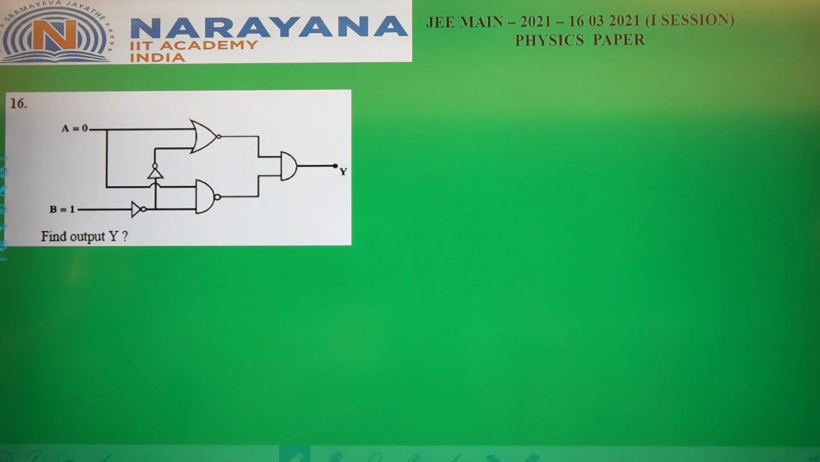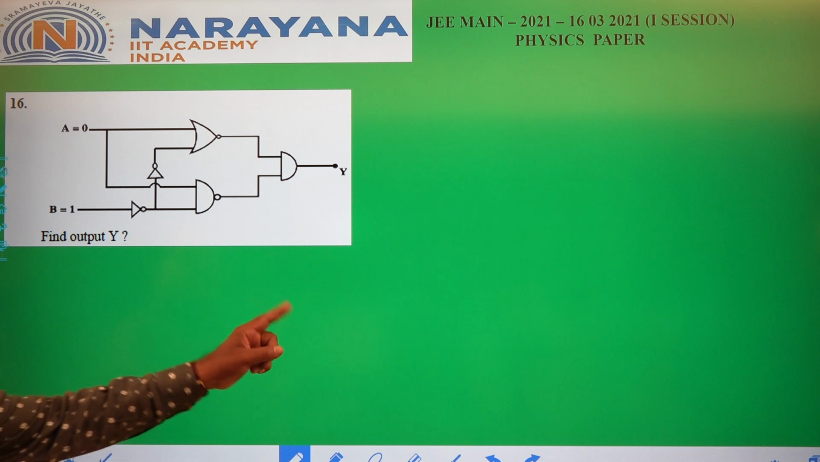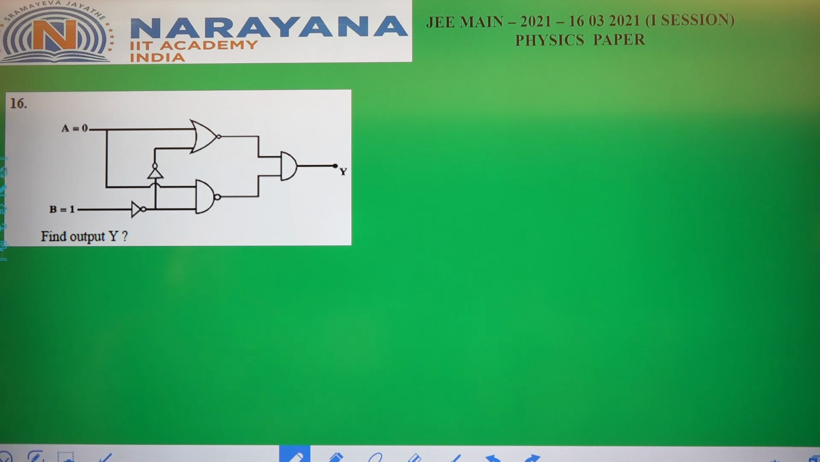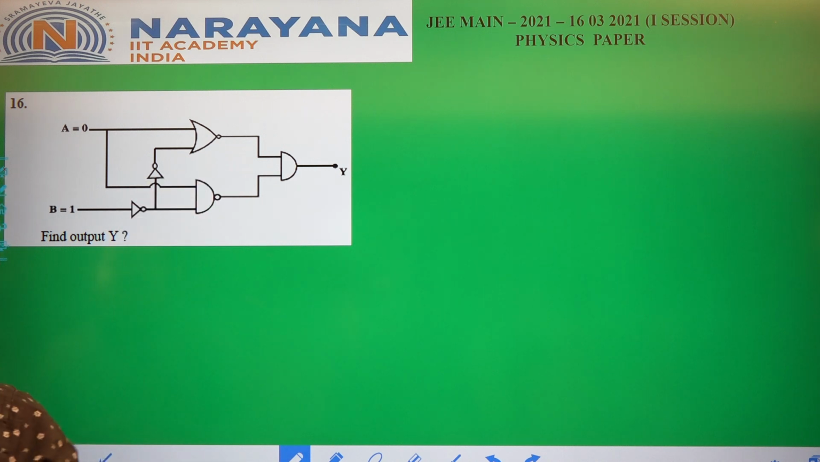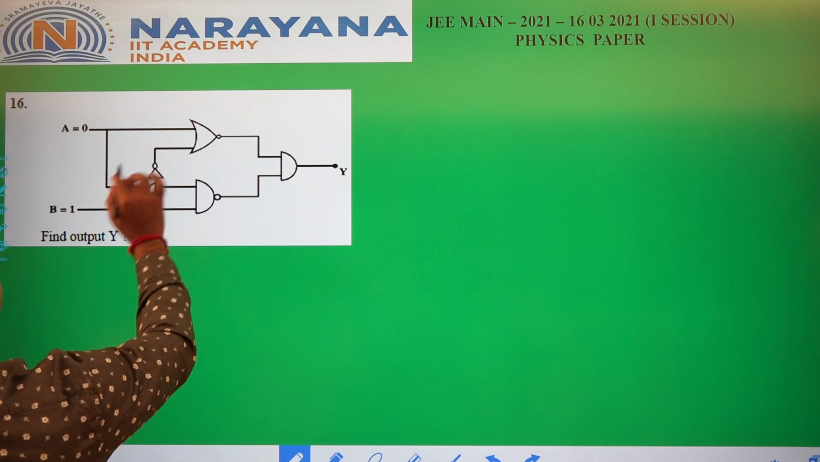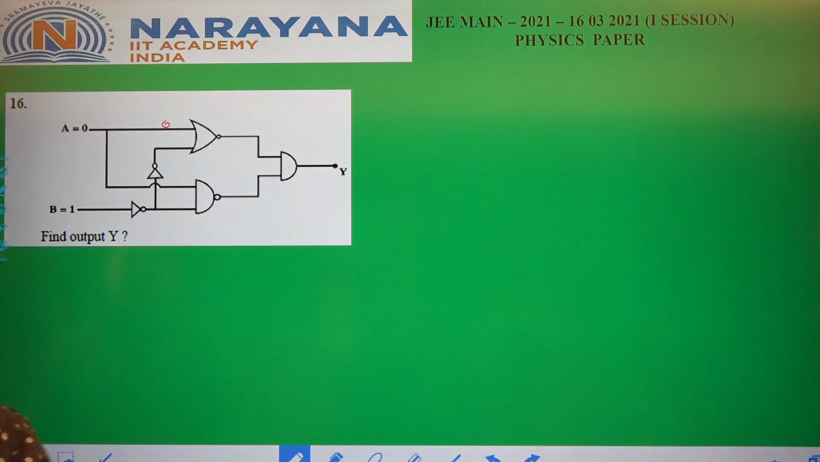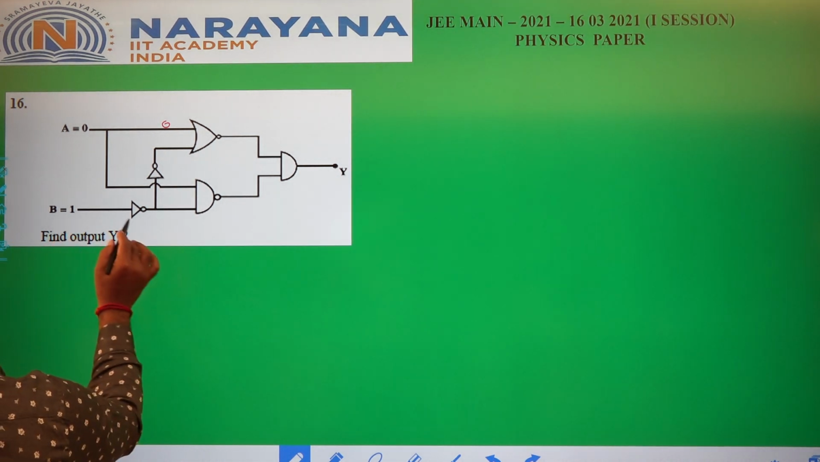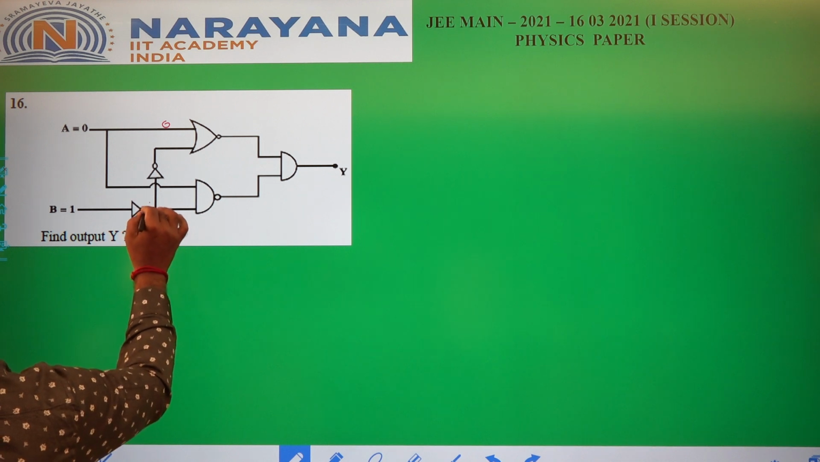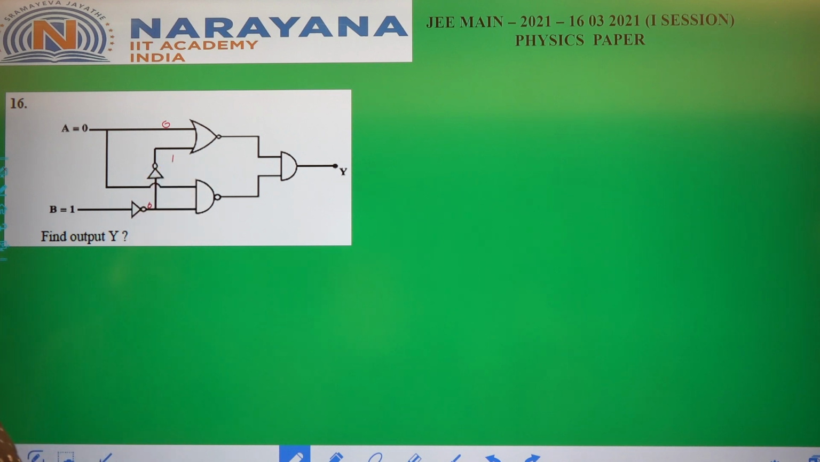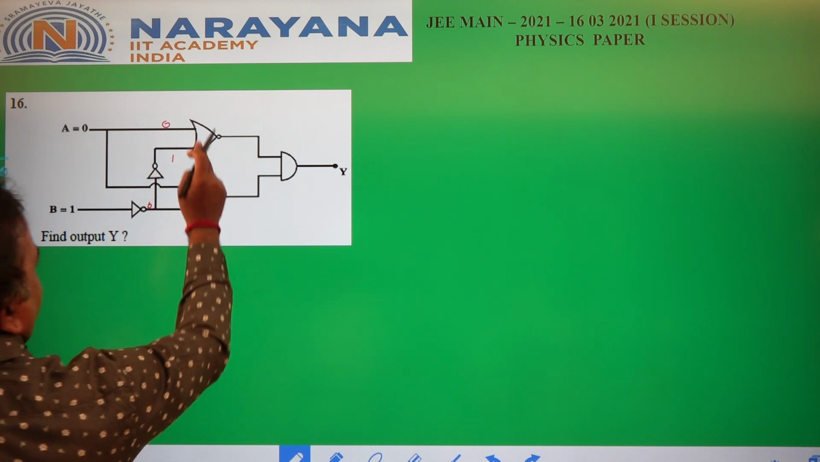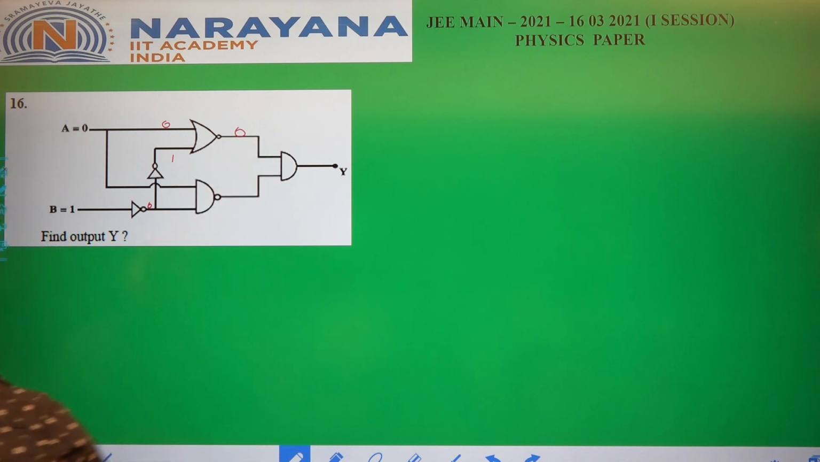Question number 16 is asking for output Y. We have an AND gate, AND gate, AND gate, AND gate, NOR gate and 2 NOT gates. What is the input from here? 0. What is the input from here? 0. What is the input from here? 1, because there is a NOT gate, here it will be 0. Right? Again 0 input is going, it will be 1 here. 0 or 1 is 1, again there is a NOT gate, so for the NOR gate, the result is 0 here.